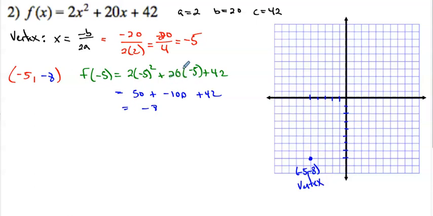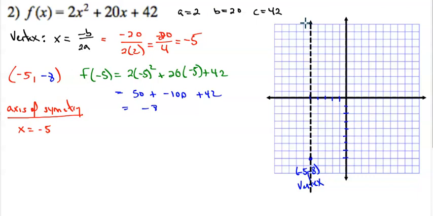My y-intercept here, okay, oh, I'm sorry, before that we have the axis of symmetry. The equation of the axis of symmetry is always going to be x equals the x coordinate of the vertex. So x equals negative 5, and I'm going to draw a line there, usually dotted, to show that that's my line of symmetry. All right, then we have our y-intercept.